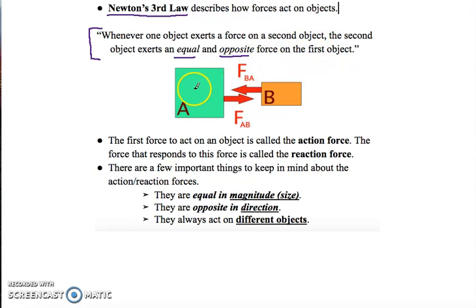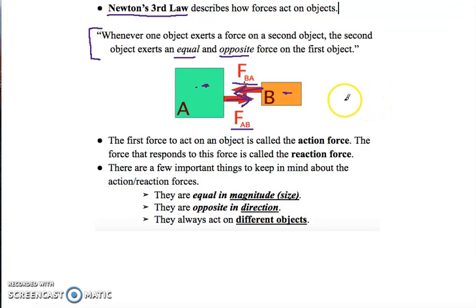So this is a good example right below here. You have one object A, you have another object B. They're touching each other and they're exerting a force on each other. So again, you're getting two separate, distinct forces. By Newton's third law, when objects interact, when they exert a force on each other, you're going to have an equal force, but it's going to be opposite in direction. We can see that here. One force is going to the right. The other force is going more to the left.